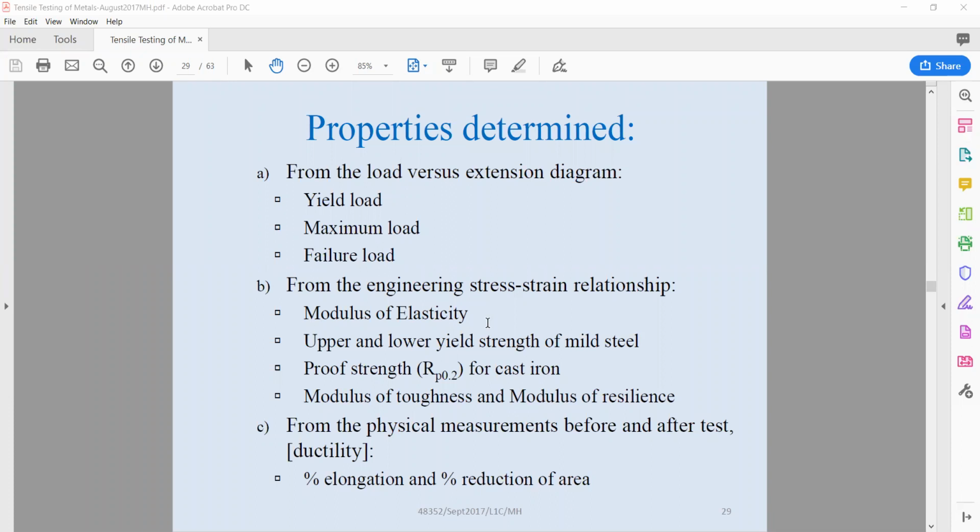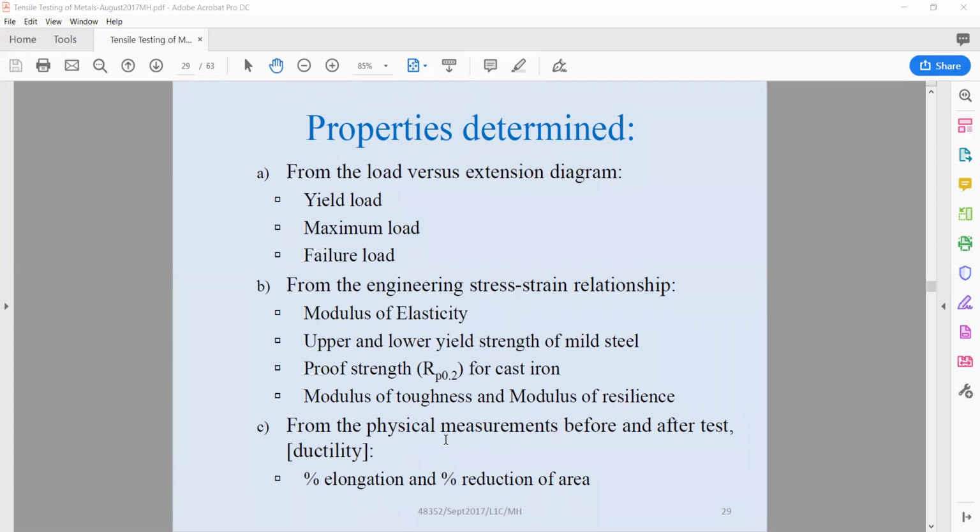Practically the cross-section radius changes every time, but here we are assuming the original cross-section is used throughout. That is the reason it is engineering stress. Then from this stress strain curve you get the modulus of elasticity, upper and lower yield strengths, proof strengths in terms of cast iron, and you can also get modulus of toughness and modulus of resilience from the graph.